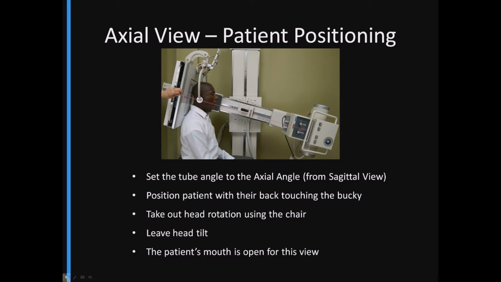We're going to position the patient with their back touching the bucky, taking out head rotation using the chair. We're going to leave head tilt in, and we're going to open the patient's mouth, typically, for the best view of the C2 surface without the teeth or occiput in the way.